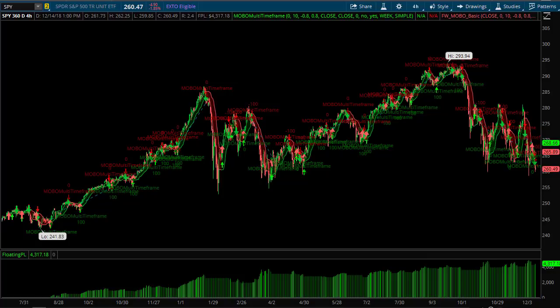When you're on the weekly long signal, you're going to buy on a breakout of the MOBO band, and you're going to close it on a breakdown of the MOBO band. And on a weekly short signal, and we'll look at the weekly stuff in a minute, it's the opposite. When you're on a weekly short signal, you're going to open a trade on a 4-hour short signal and close it on a 4-hour long signal.